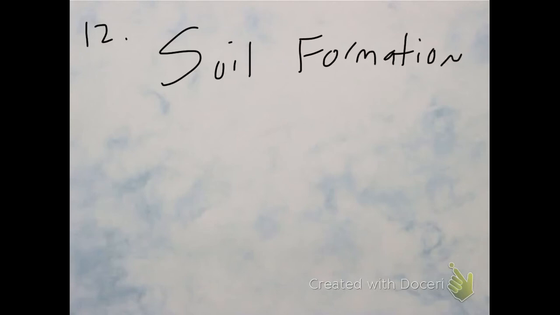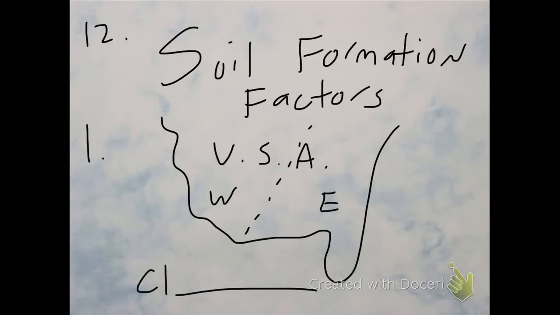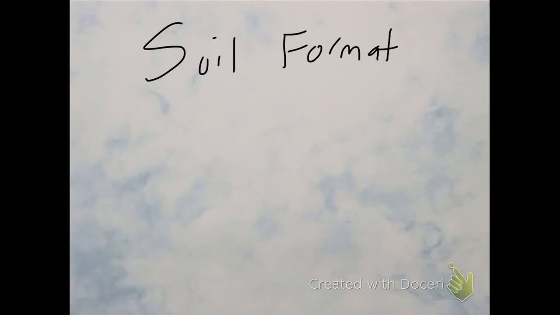So now we're going to get into all the different factors that can affect soil formation. So you're going to see this title about 5 or 6 times in different slides. So here we go. Here's a USA, and we have the dividing line between the east and the west. So that is basically describing the C word, which is climate, with water, of course, being the most influential factor of weathering and erosion of rock in order to make soil.